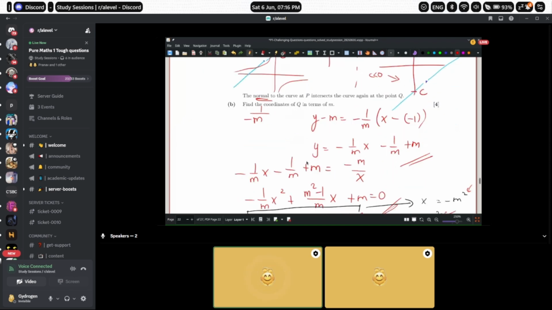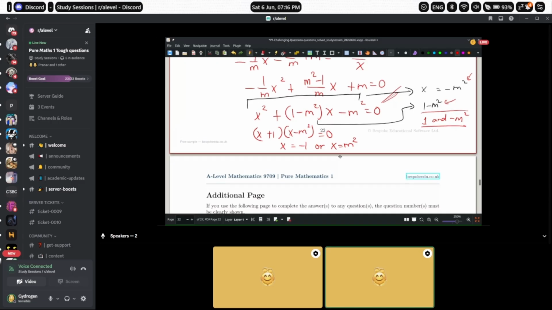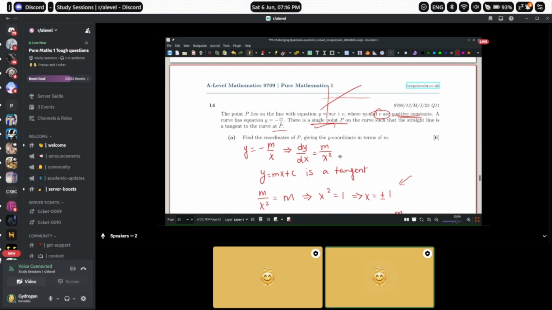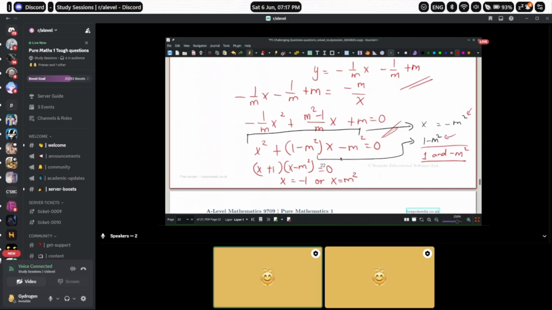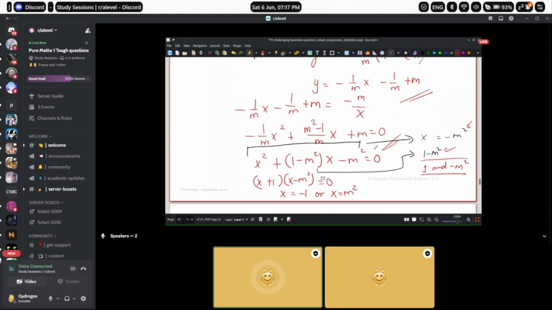Wait, both of these answers seem possible, right? Yeah, the normal is intersecting P and Q, right? So you found out P already. Oh, right. Okay. So I think that's it.